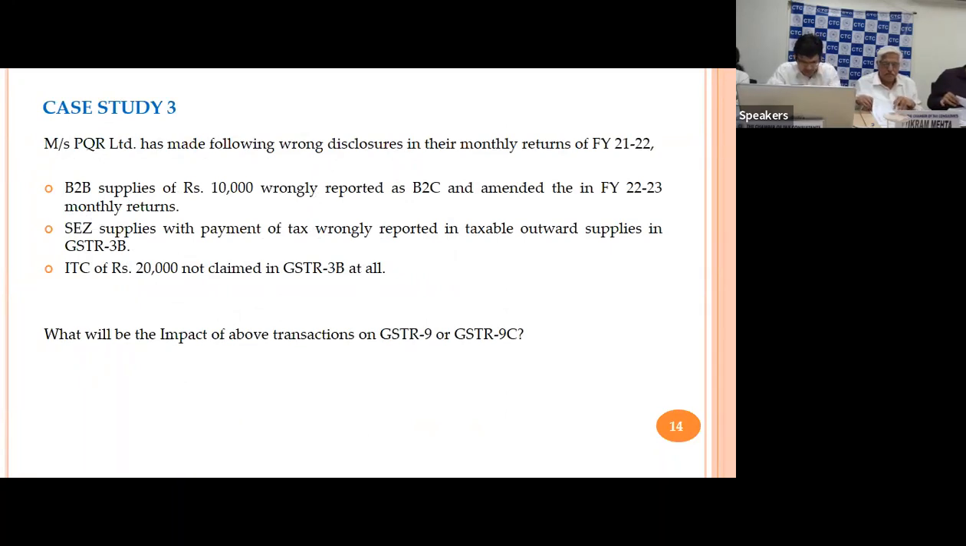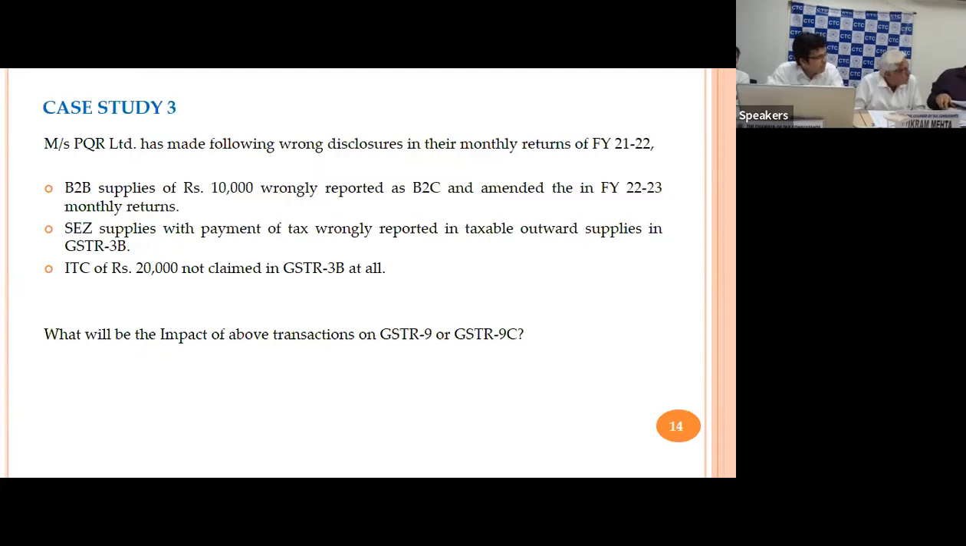PQR has made certain wrong disclosures in their monthly returns of 21-22. B2B supplies of 10,000 wrongly reported as B2C and then amended in 23 monthly returns. SEZ supplies with payment of tax wrongly reported in taxable outward supplies in 3B, and ITC of 20,000 not claimed at all in 3B. So what will be the impact of the above transactions in GSTR-9 and 9C?